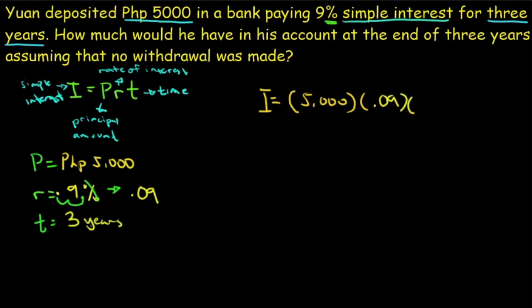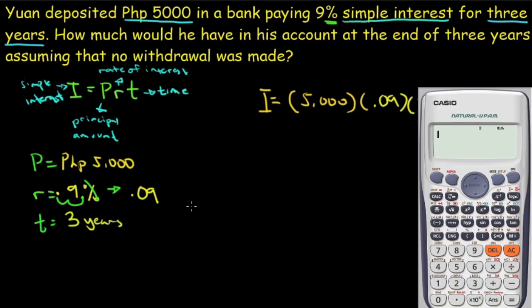And then yung time natin, 3 years. So, lagyan lang natin dyan 3. And then, you multiply all together. You can do this manually or you can bring out your calculator. Try natin. 5,000 multiplied by 0.09 multiplied by 3. And we have 1,350 as our product.